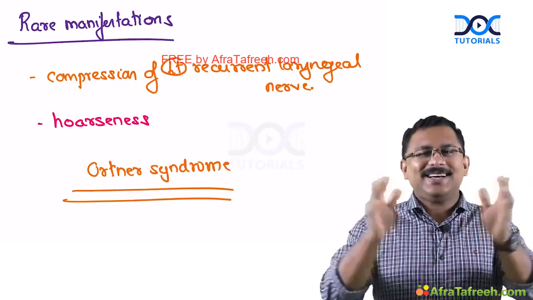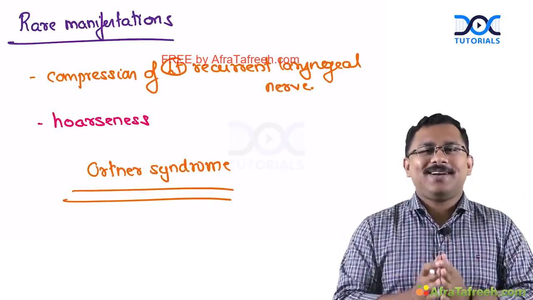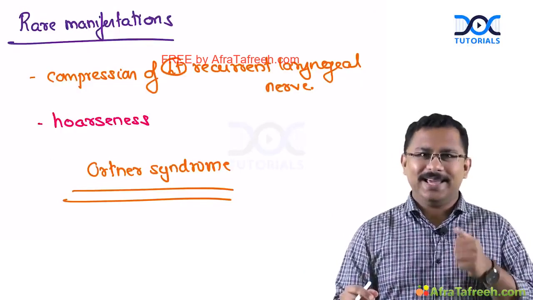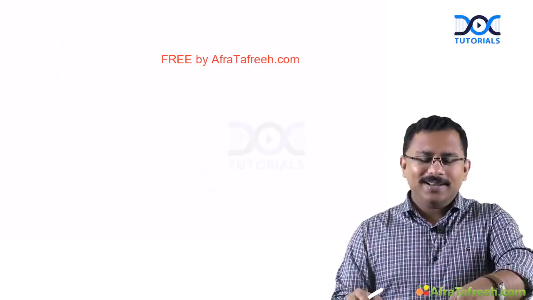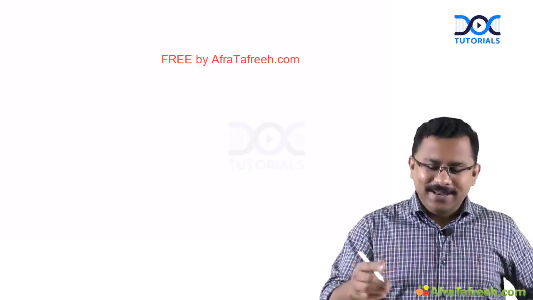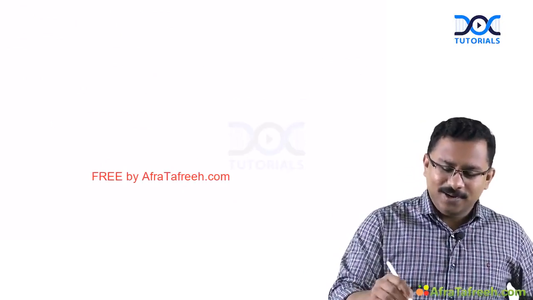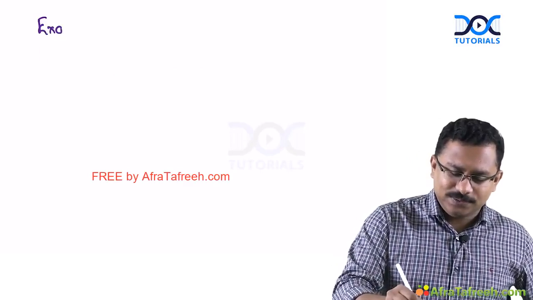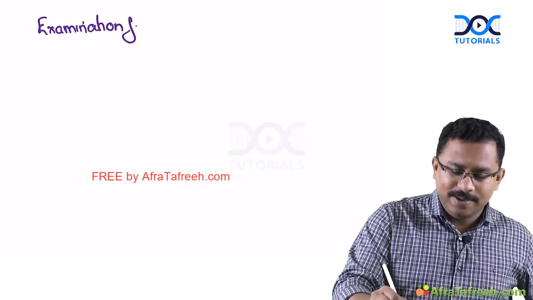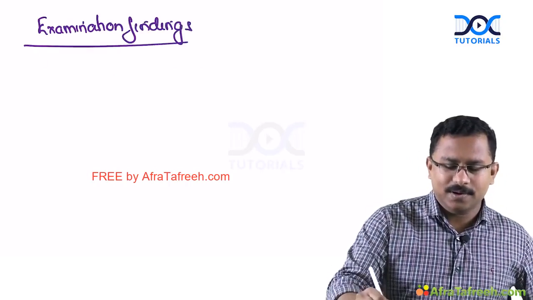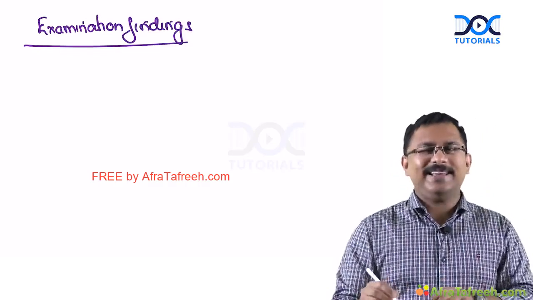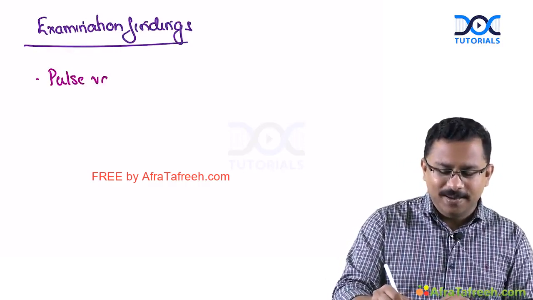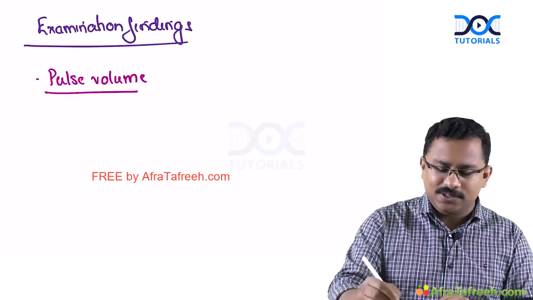So these are the spectrum of clinical manifestations of mitral stenosis. Again, clear? Okay, let's move forward and discuss the examination findings. What are the examination findings in patients with mitral stenosis? Number one, the pulse volume. Let's go in an order.